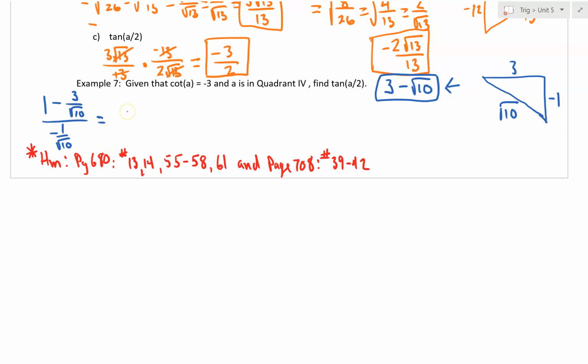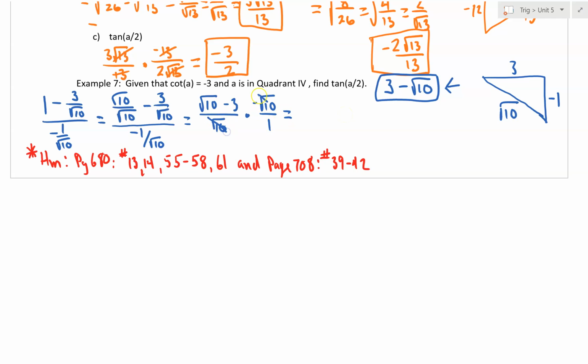So first things first, I want to add top and bottom to this, which is going to give me 10, or the root 10 over root 10 minus 3 over root 10, and all of that is over negative 1 over root 10. Combine my fraction, I get root 10 minus 3 over root 10, and I'm going to multiply that by root 10 over negative 1, so I'll just make this negative up here, and that's 1.